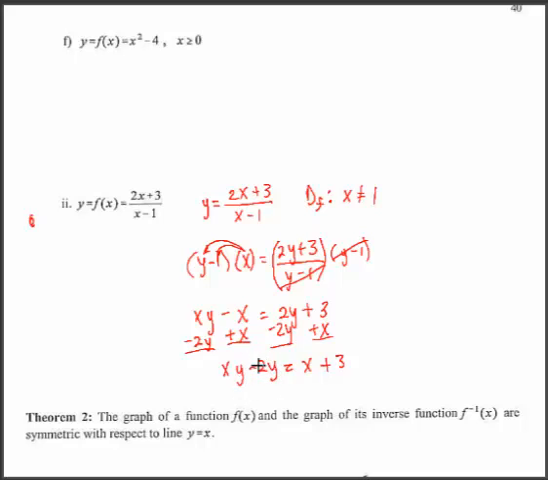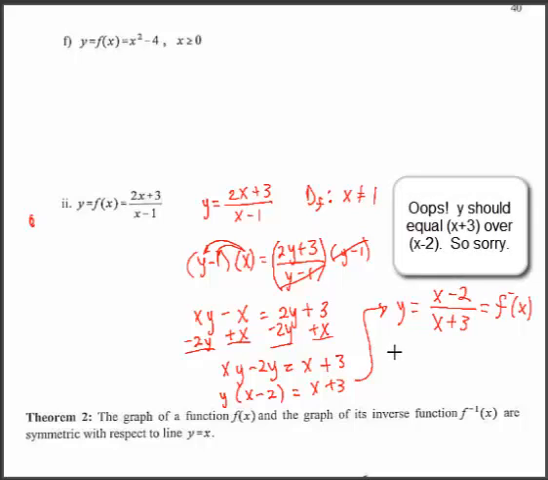At this point I can factor my y out of these two terms on the left, and I'll have an x minus 2 left and an x plus 3 on the right. And so now I can isolate my y by dividing both sides by an x minus 2, and this will give me y equals x plus 3 divided by x minus 2, and this is my inverse function. Okay.